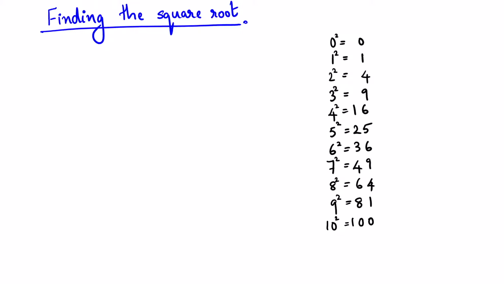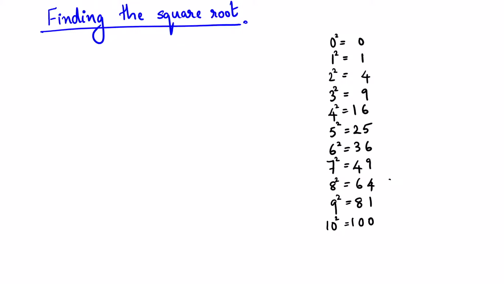0 square is 0, 1 square is 1, 2 square is 4, 3 square is 9, 4 square is 16, 5 square is 25, 6 square is 36, 7 square is 49, 8 square is 64, 9 square is 81 and 10 square is 100. So, if you notice the ones digit of each result, you can see a similarity.